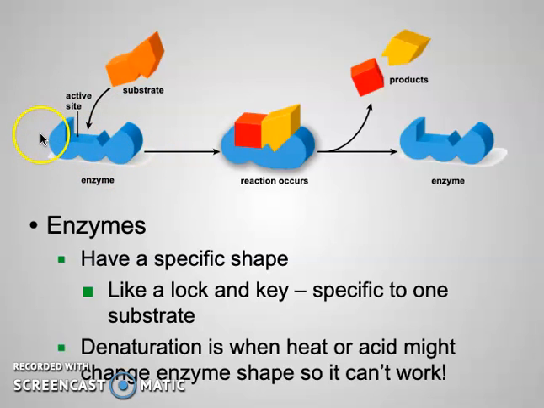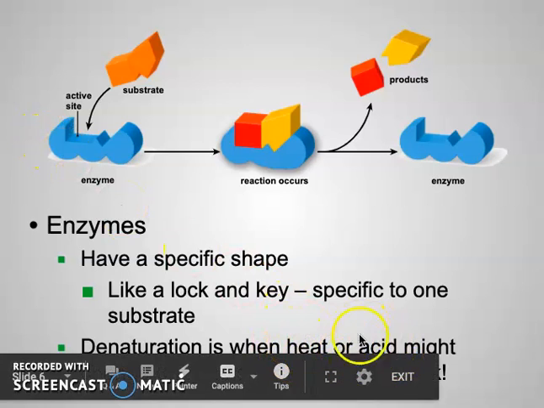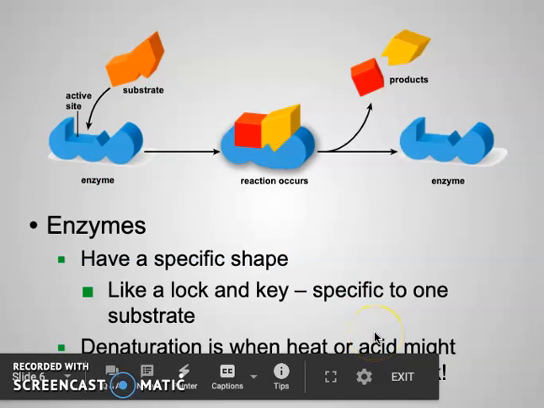Sometimes, if a protein like an enzyme is exposed to heat or acid, it might cause it to change shape, in which case it wouldn't work anymore. That would be called denaturation. When a protein is denatured by heat or acid, it changes shape and cannot work.